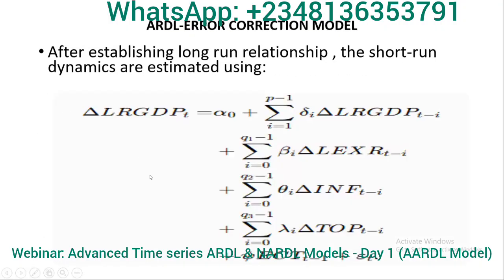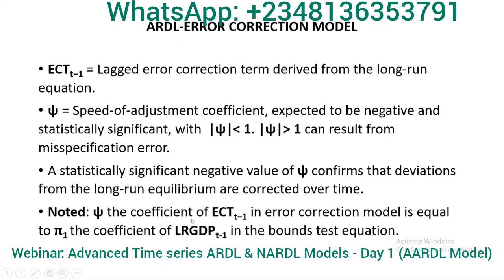Then we have psi. This coefficient is called psi. It represents the speed of adjustment coefficient, and it's expected to be negative and statistically significant. Apart from that, we expect the absolute value of this psi to be less than 1. If the absolute value of the speed of adjustment is greater than 1, this can result from misspecification error. So we need to check our lag. Maybe we should increase the number of lags we've included in our model before, or reduce the number of lags and see whether there will be changes.